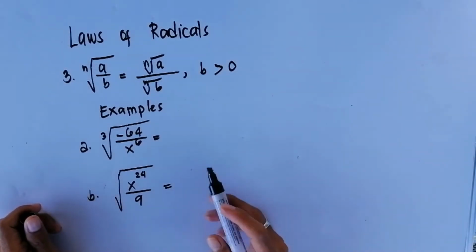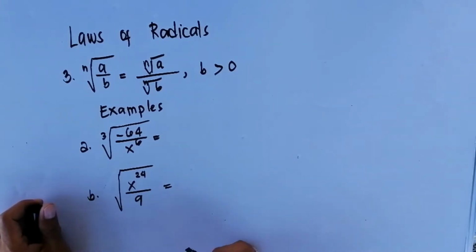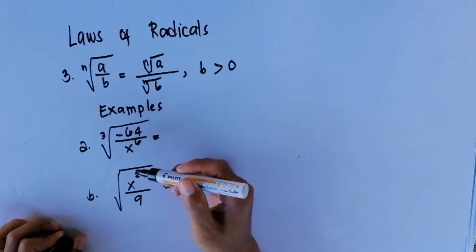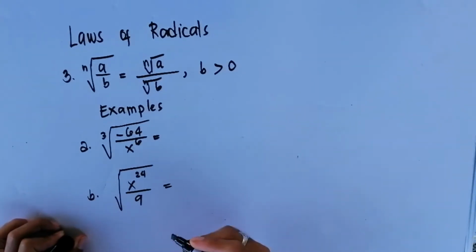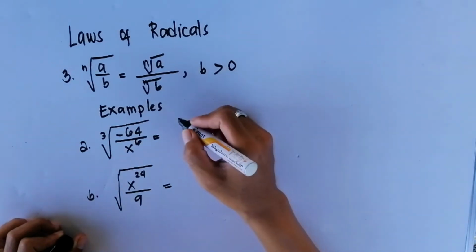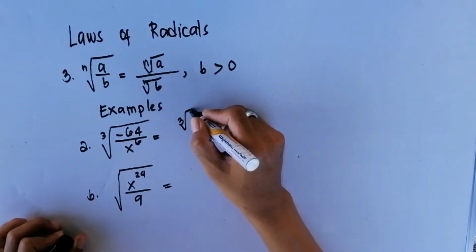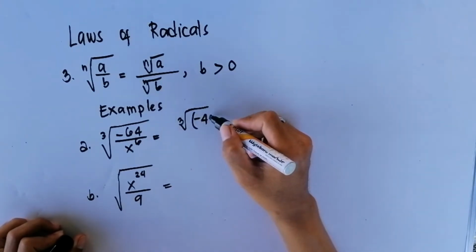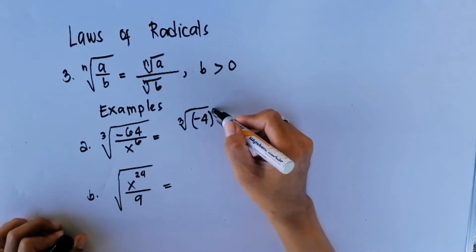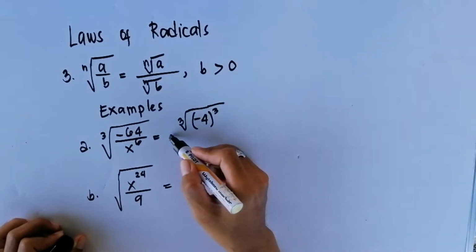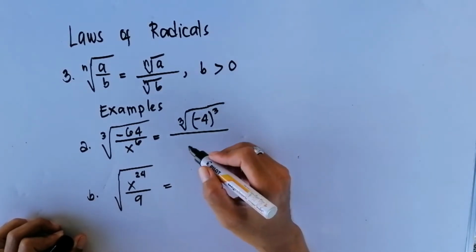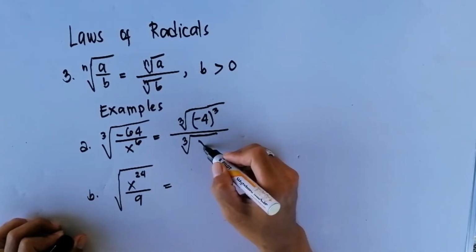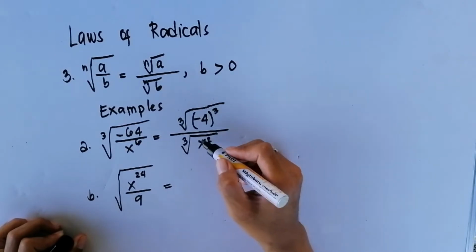For number 3, the nth root of A over B equals the nth root of A over the nth root of B, where B is greater than 0. Examples. For A, we have the cube root of negative 64 over x raised to 6. So that is the cube root of negative 4 raised to 3 over the cube root of x squared raised to 3.